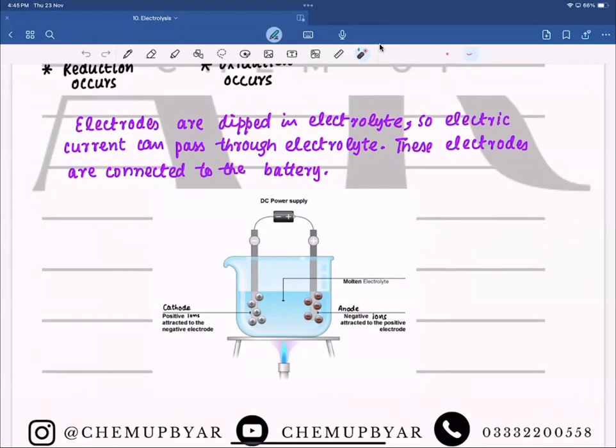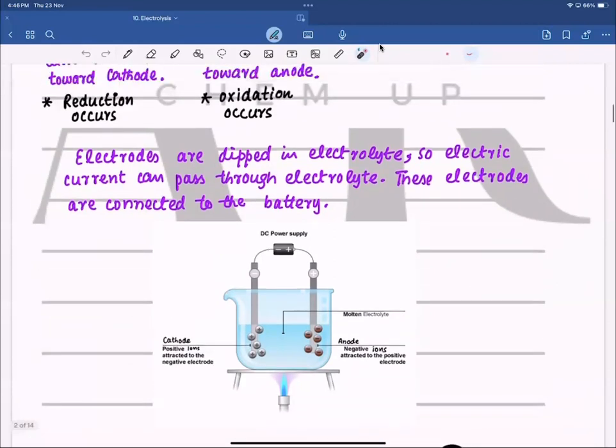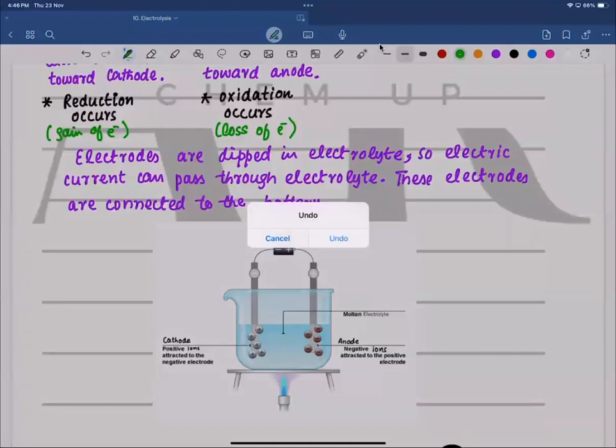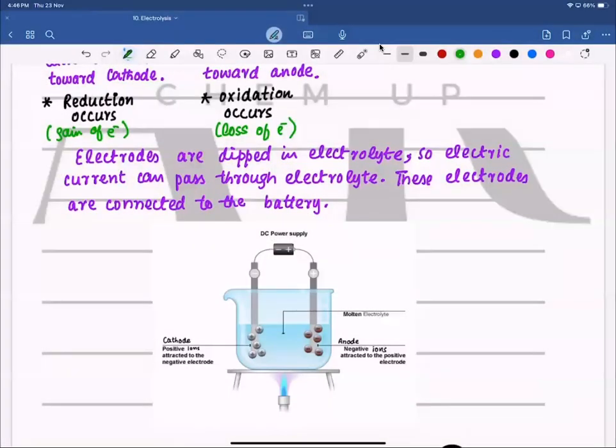What was oxidation? Loss of electron. And what was reduction? Gain of electron. If you can't remember, you can just write over here: gain of electron and loss of electron. When that gain and loss of electron took place from the ion, then the ion turned into an element. Otherwise, the ion doesn't turn into an element. Is this clear to all of you?